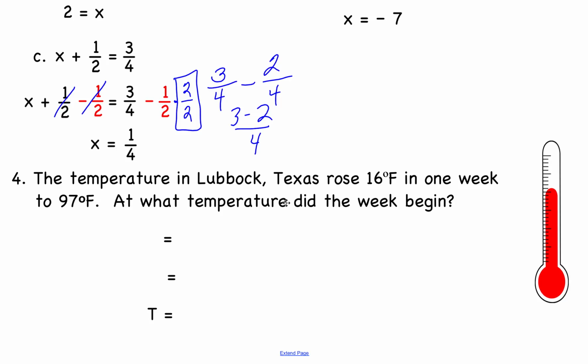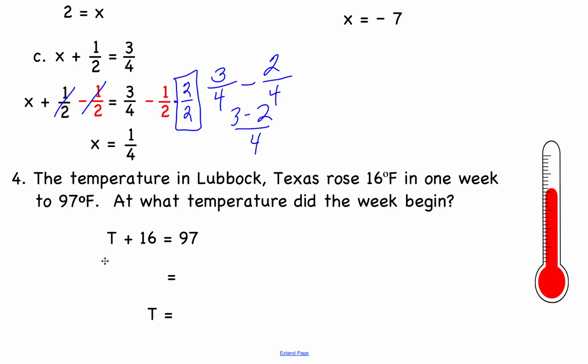And then number 4 says the temperature in Lubbock, Texas rose 16 degrees Fahrenheit in 1 week to 97 degrees Fahrenheit. At what temperature did the week begin? Well, we want to write an equation to represent the situation. So we have some temperature that we started with, and then it went up 16 degrees. So we might say T plus 16 equals, and it ended at 97 degrees.